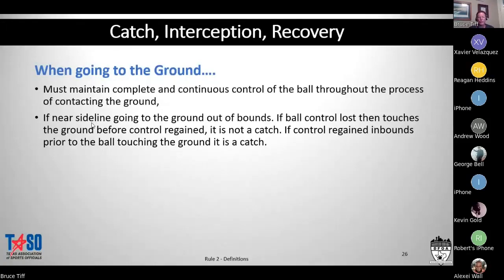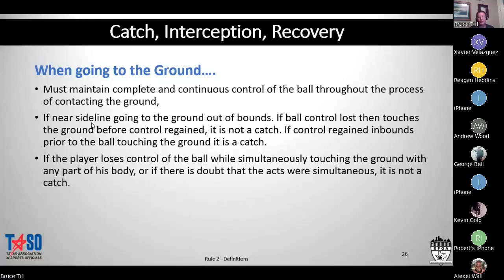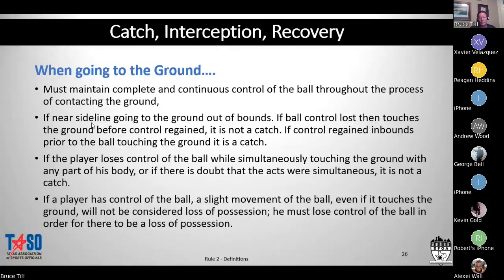Now, if the player loses control of the ball while simultaneously touching the ground with any part of his body, or there is a doubt that the acts were simultaneous, it's also not a catch. And if a player has control of the ball, a slight movement of the ball, even if it touches the ground, will not be considered loss of possession. He must lose control of the ball in order for there to be a loss of possession. And guys, this is a judgment call. This was a rules change that got put in, I think, a year or two ago. So there can be very slight movement, but we're looking to make sure that they have predominantly maintained control of the ball so that there is not a loss of possession.